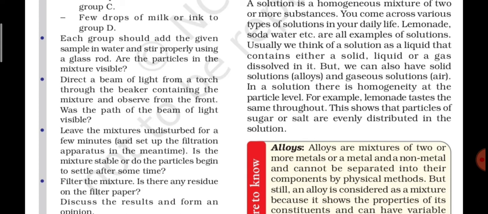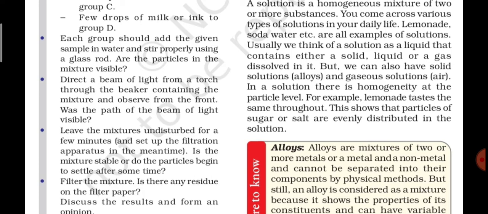For group A and group B, it is asked whether the path of the beam of light is visible. For group A and group B, the path of the beam of light is not visible. Same way for group C also, as they have added chalk powder in water. When they are stirring it, it seems to be suspended throughout the water, but as soon as they leave it undisturbed for some time, the chalk powder will settle down, and when the beam of light is directed with the help of the torch, the path of the beam of light will not be visible once the chalk powder has settled down.